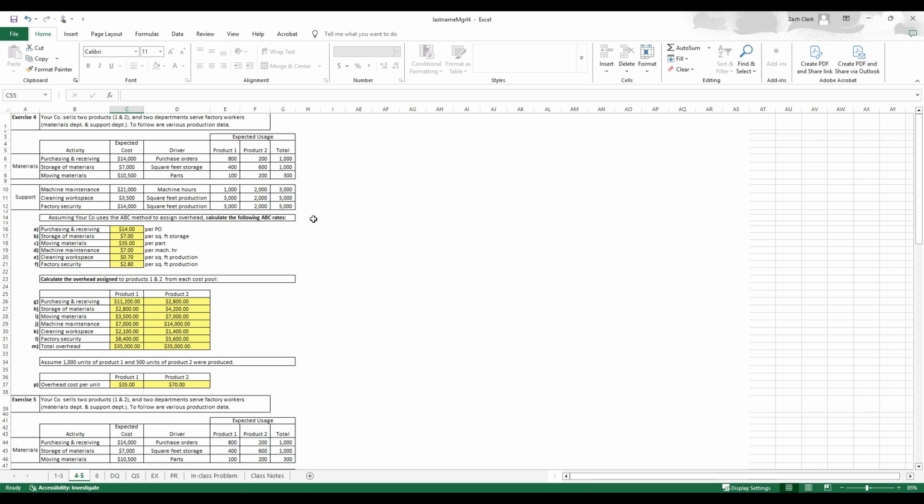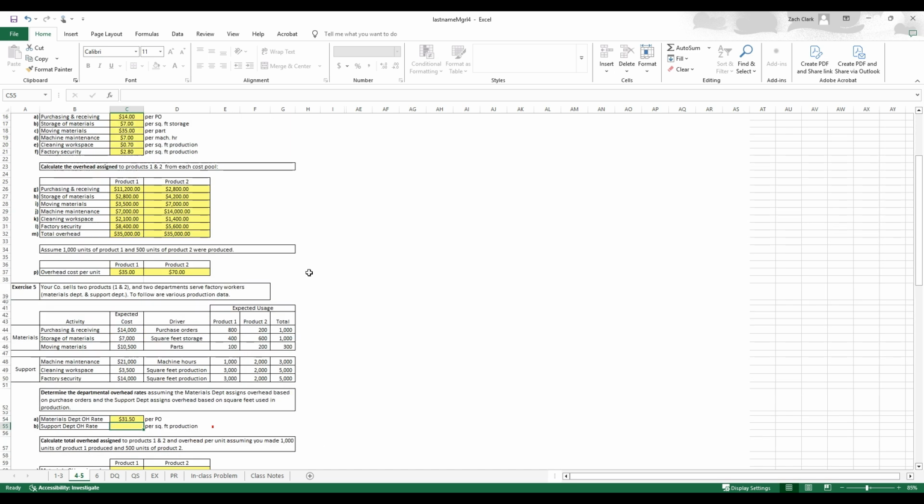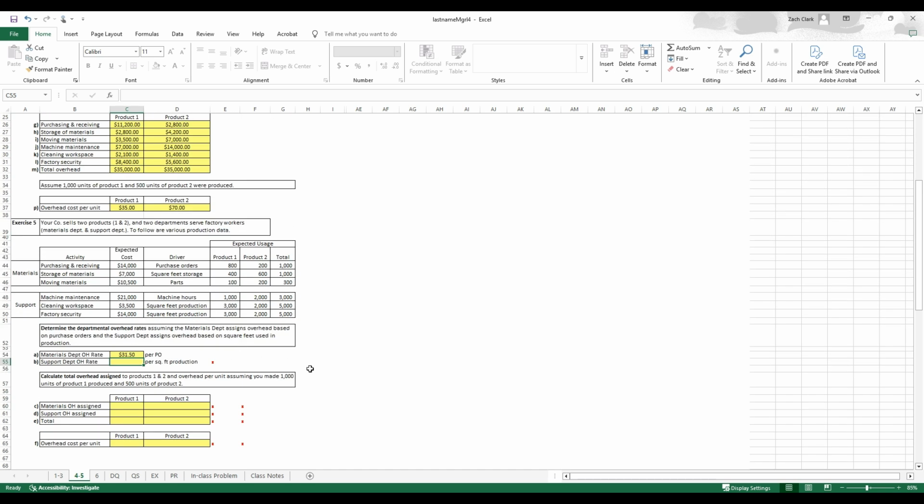And then you can see this is basically the same data, but we're just doing it in a different methodology. Okay, so then if we're going to do the total per square foot production for the support department, we're going to do a similar thing here where we add up all of the overhead for that department, and then we're going to divide it by square footage. So 5,000 total, and that gets us $770 per square foot.